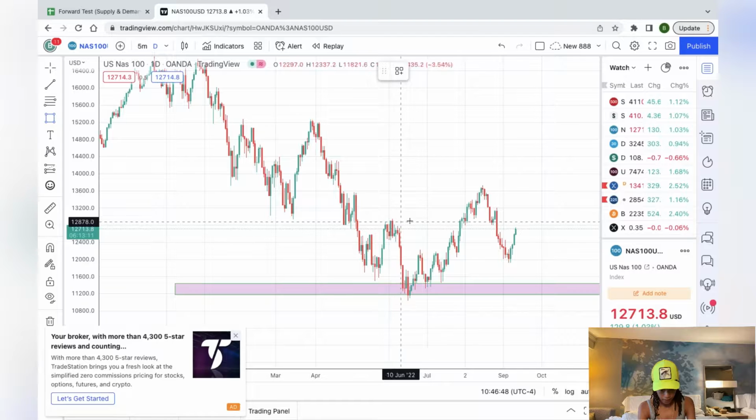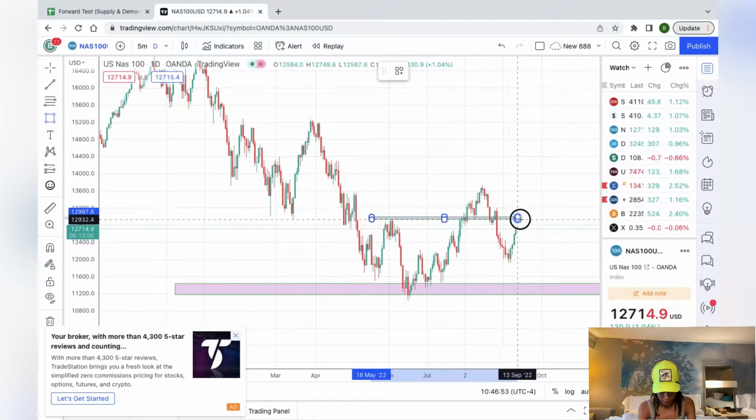We have a peak right here, but it's also touching if we were to make the zone here.